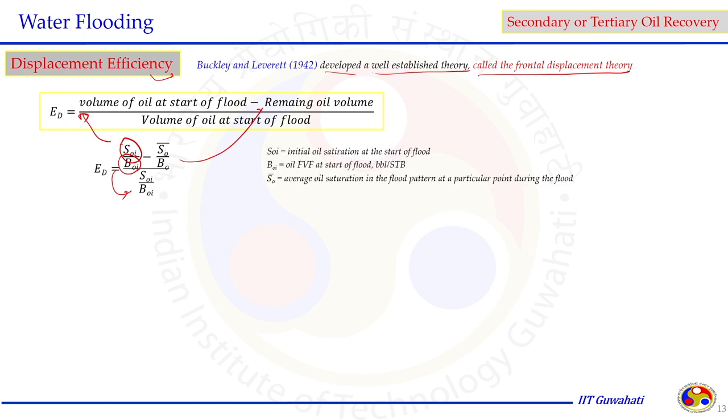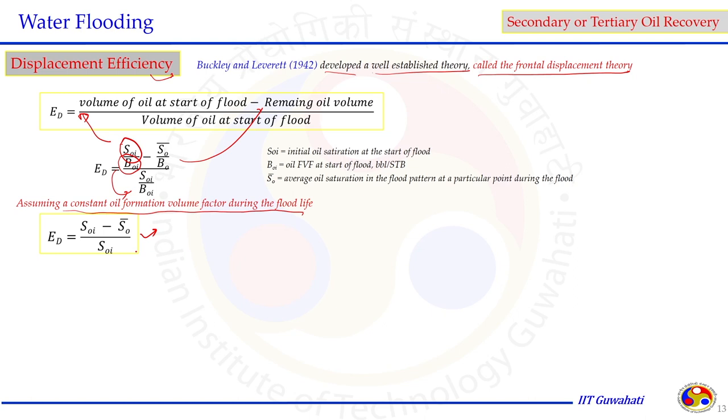Now, we can make certain assumptions to simplify this equation. If we assume a constant oil formation factor during the flooding life, so the formation factor is not changing, meaning BO and BOI remain the same, then BOI and BO will cancel out from this equation, and we will get a simple equation for ED in terms of the oil saturation.